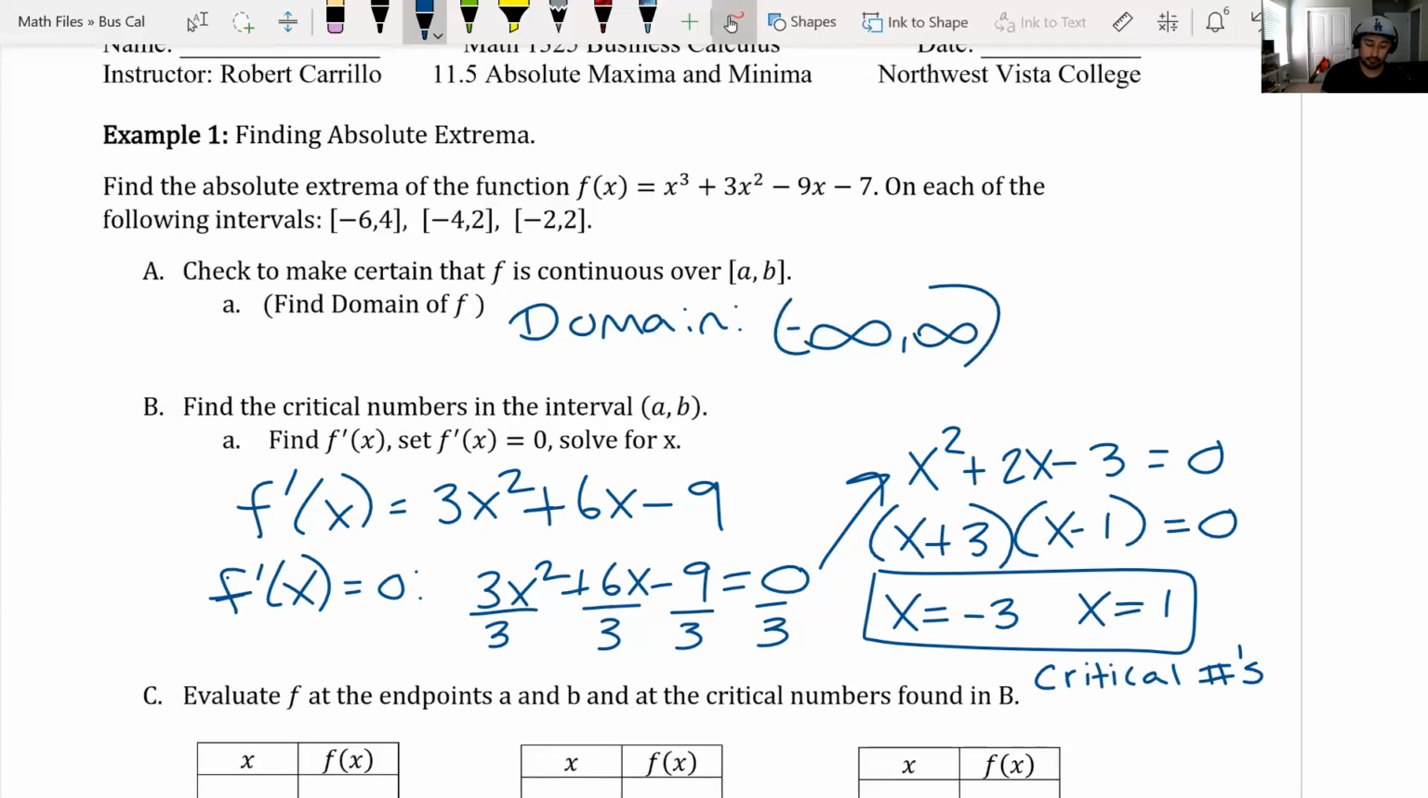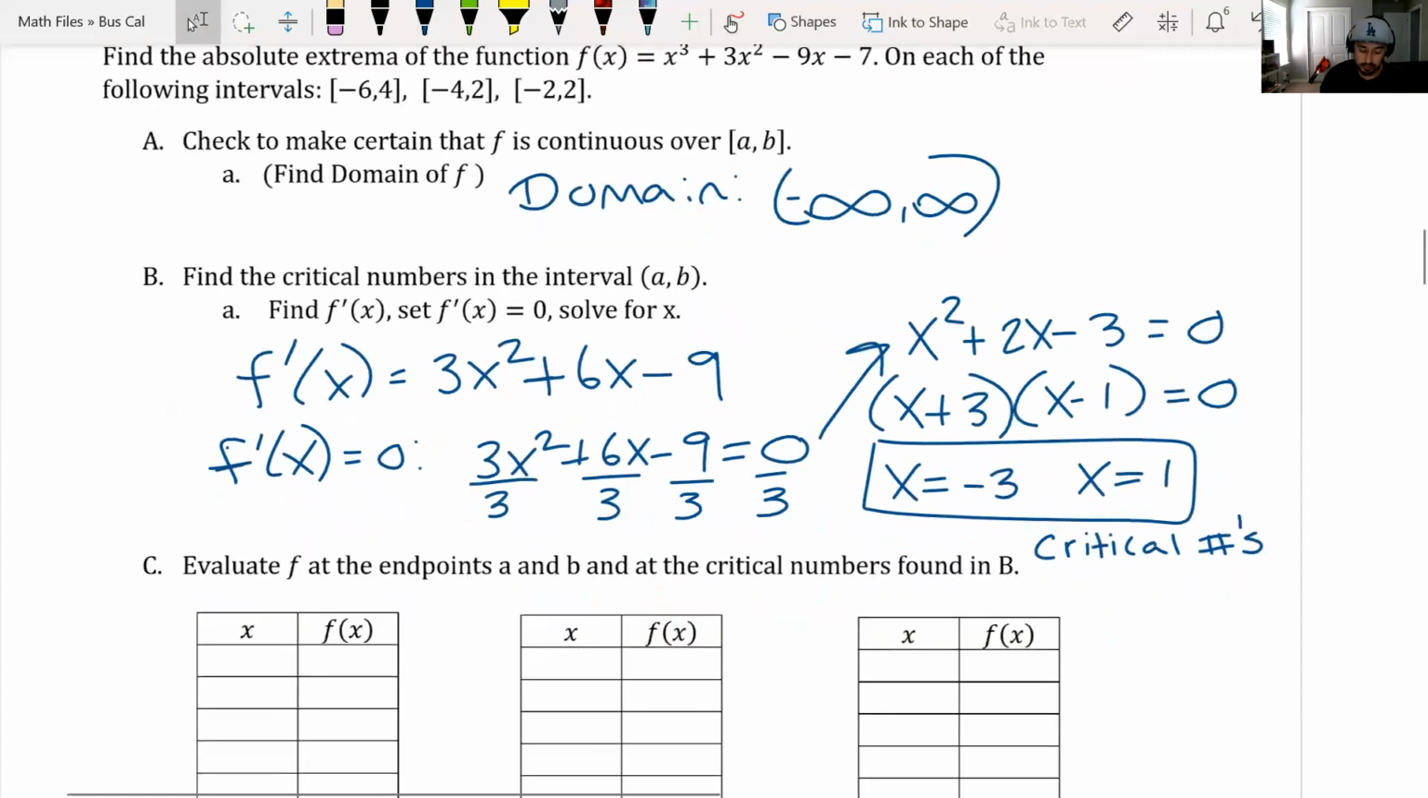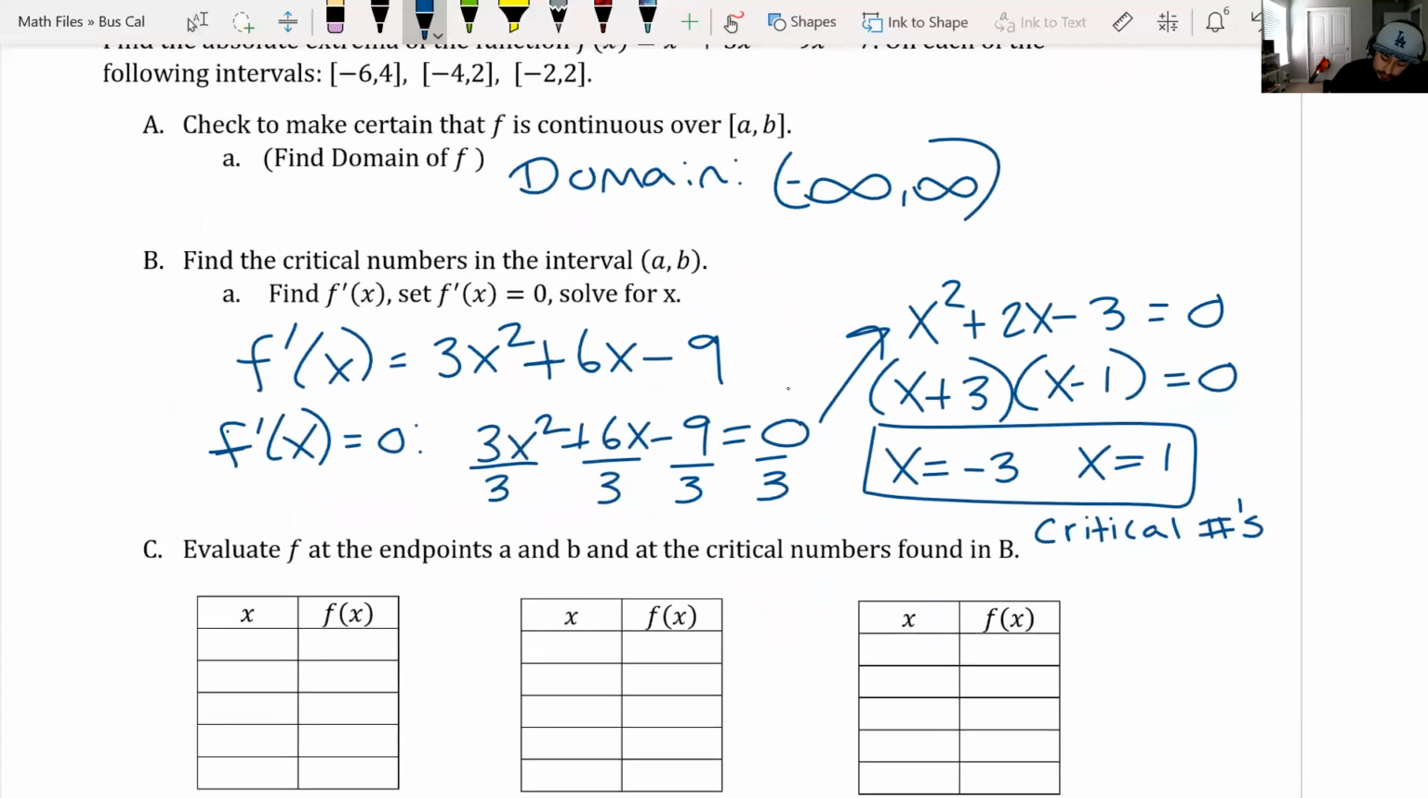Okay. Now, evaluate the original function at the endpoints A and B and at the critical numbers found in step B. So I'm going to put my intervals here. The first interval we want to use, I'm going to write it right above it, is -6, 4. The second interval we're going to use, -4, 2. And the third interval is -2, 2.